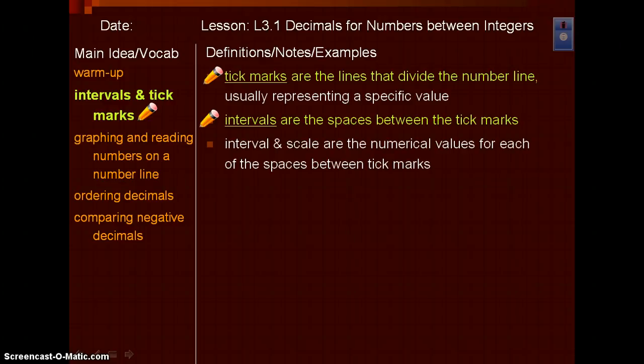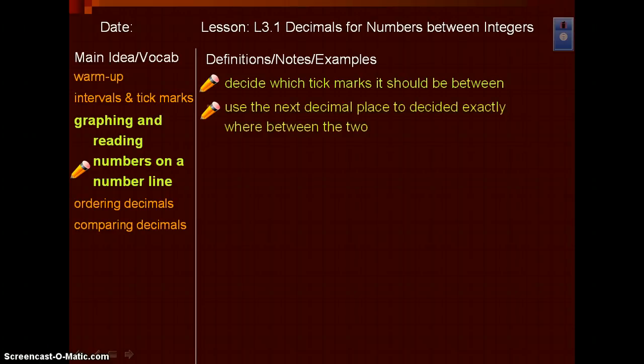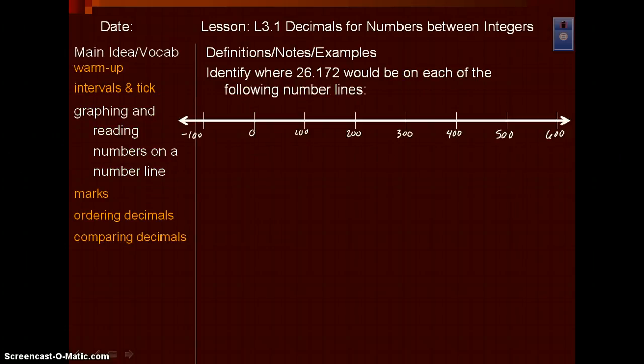When we want to graph numbers or to read numbers on a number line, it's really important for us to decide which tick marks it should be in between. This will also help us to identify the value and use the next decimal place to decide exactly where between the two. An example from the warm-up.